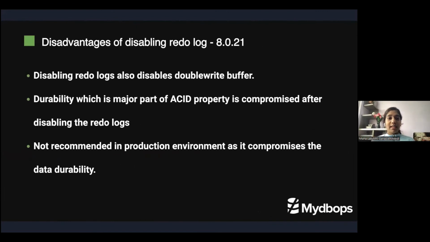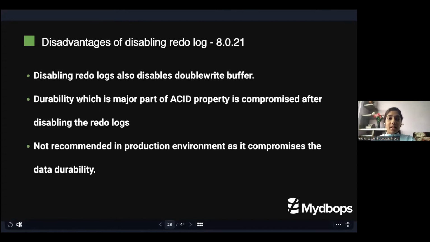What are the disadvantages of disabling redo log? If we disable the redo log, there is no redo log archiving. As I told you, redo log archiving is where redo log writes are written to the redo log archive folder, and so there is no redo log archiving. And one main thing is that when we disable the redo log, it also disables the double write buffer. So don't go for disabling in your production environments.